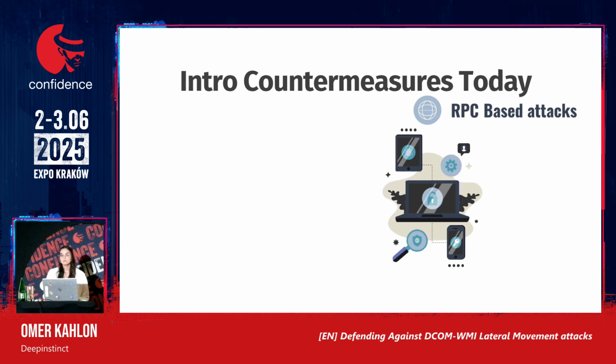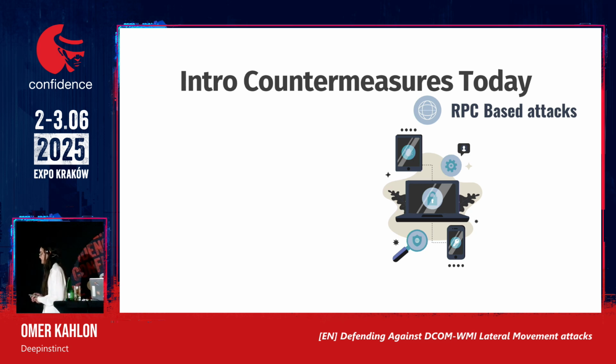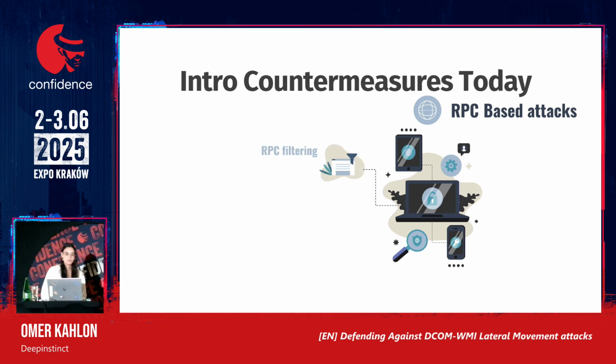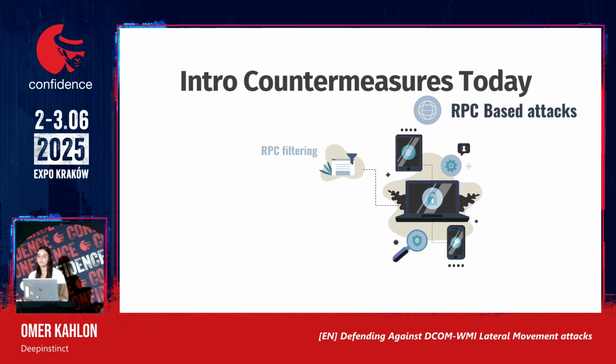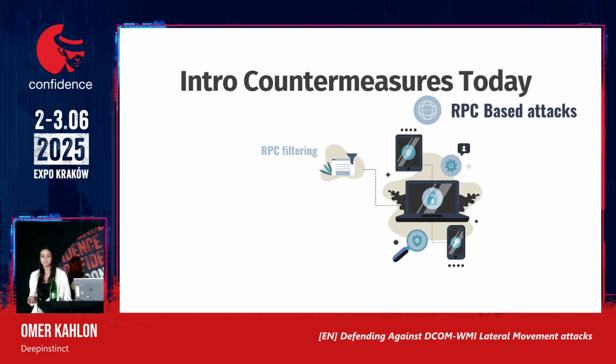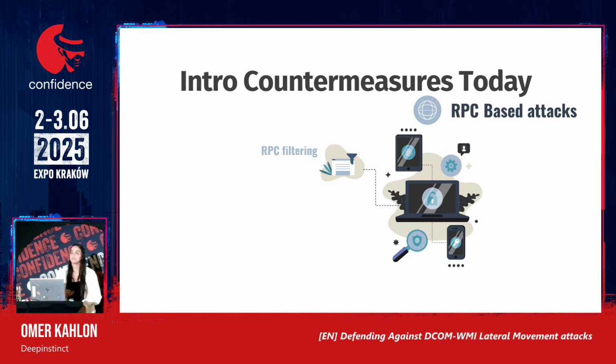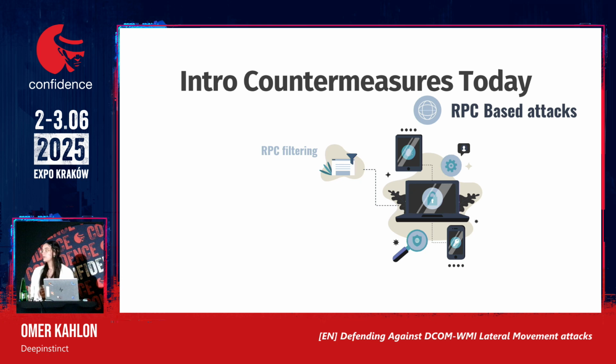So the next two methods we'll talk about handle lateral movement attacks that are using the RPC protocol. The first one is RPC filtering. RPC filtering works like a host firewall, and it's able to block a specific RPC interface while still allowing other RPC interfaces to function. This allows more flexibility when blocking RPC traffic.